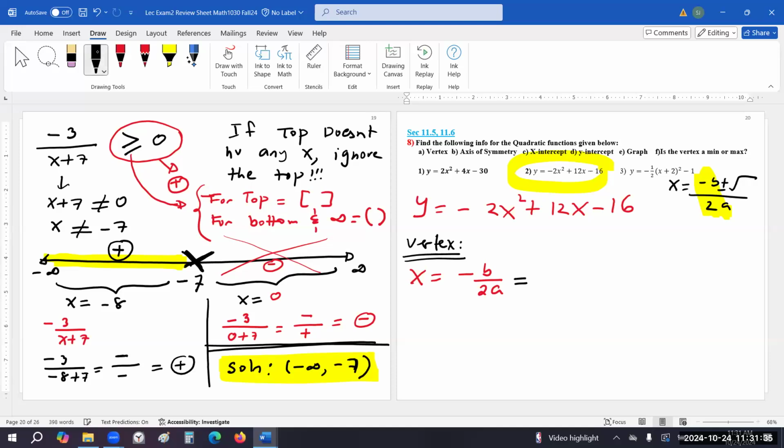So what is our b here? And what is our a here? Negative 2. So negative 12 over negative 4 gives us 3. So this is the x value of the vertex.